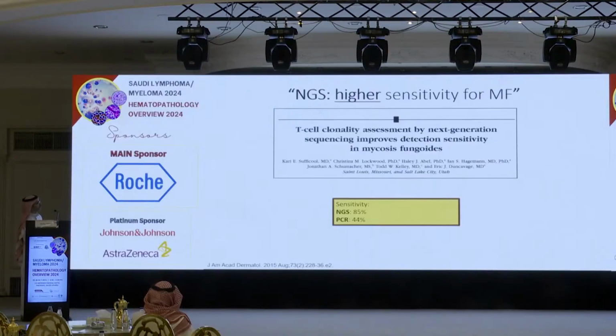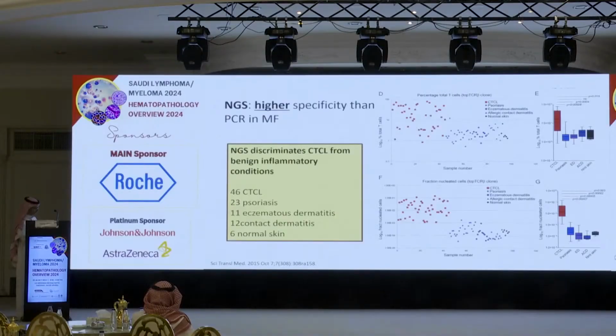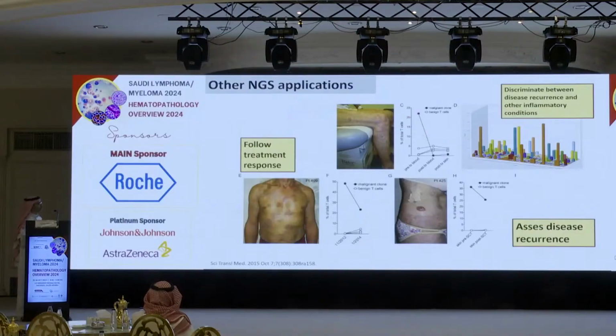NGS is said to have higher sensitivity than PCR, and also higher specificity. It discriminates neoplastic mycosis fungoides from reactive conditions in a better way than PCR. But again, it is not fully specific. So we again have to put everything together.